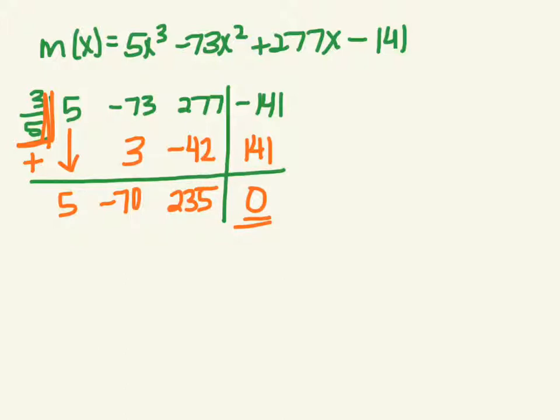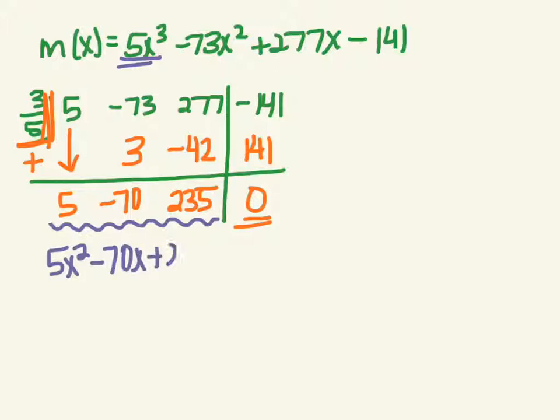Alright, so from here, we're going to take these numbers and fill them back in with their variables. Every time you do synthetic division, it decreases the leading term's exponent by 1. So up here, we had 5x to the third. We decrease that by 1, and that makes this first term 5x squared. And you just follow suit for the rest of them. Minus 70x plus 235 is equal to 0.